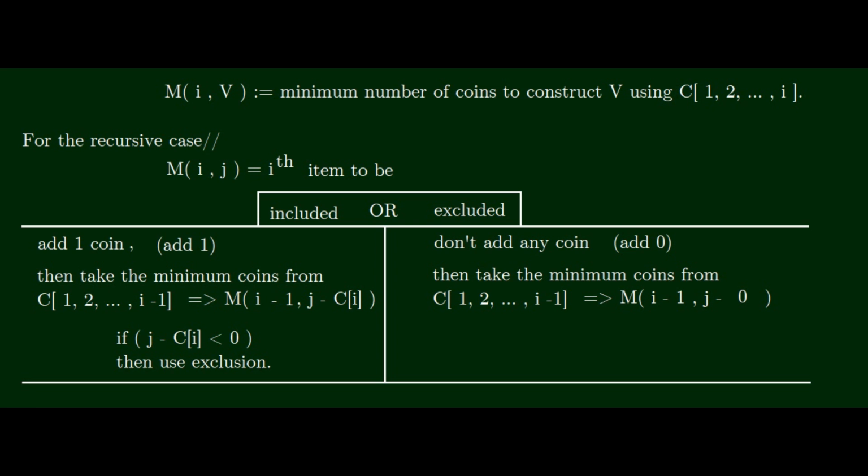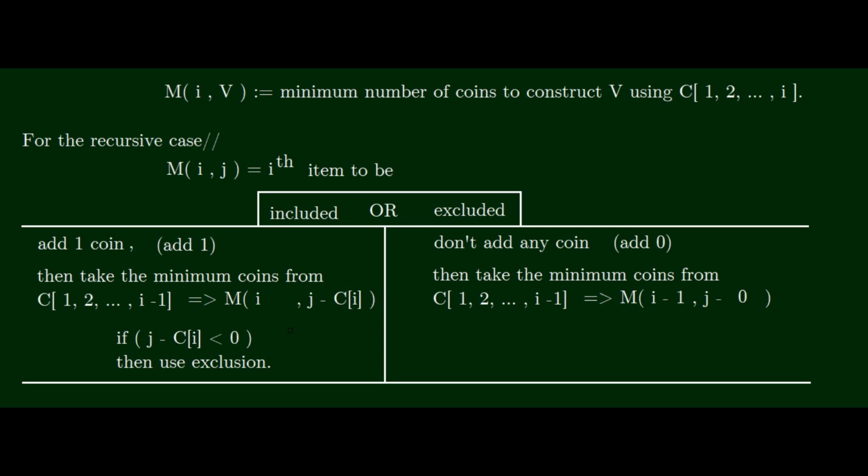No. We have infinitely many instances of the coins, so we can use them as many times as possible. So in the previous inclusion case, we can erase this 1, because we can reuse that same coin and add up to the amount V. So the solution for that ith item can be given by this solution.